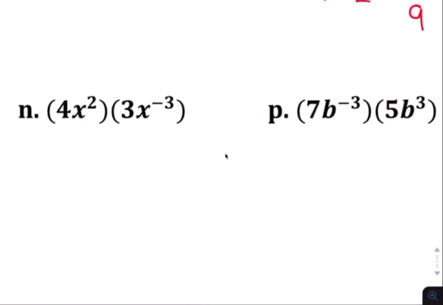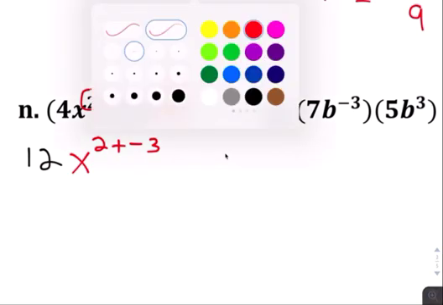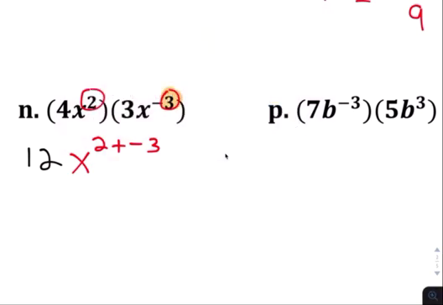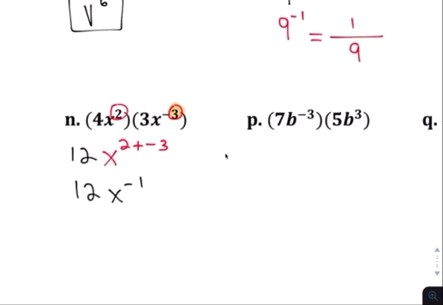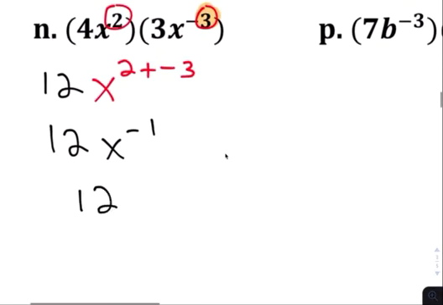this one here. 3 and 4, they're different bases, so we multiply them to get 12. The x, we've got the exponents 2 and -3, you add them. I'm sorry, I'm not done. You get 12 times x to the -1. It's a negative exponent, so it's a fraction: 12 over x to the 1 power.